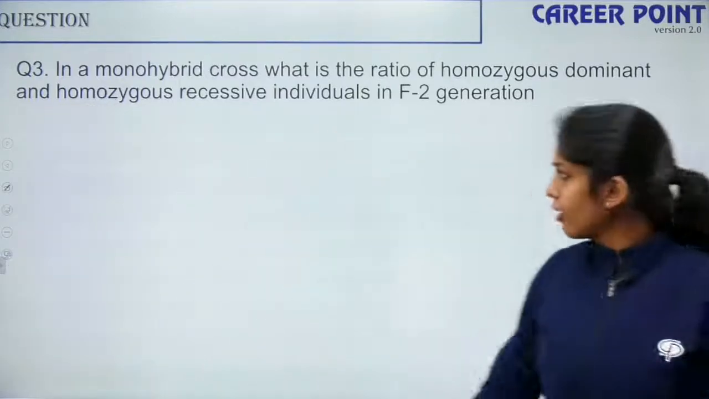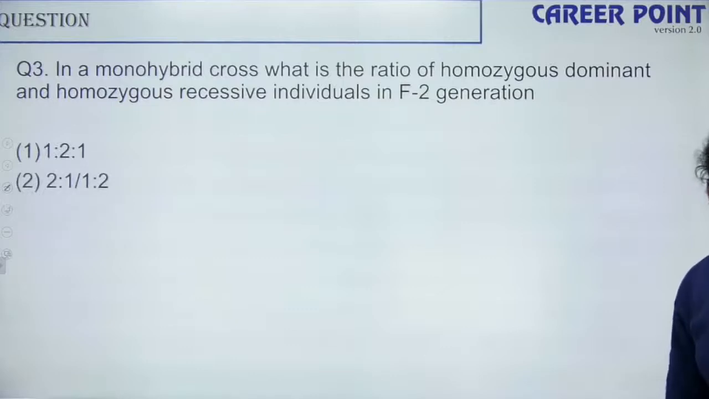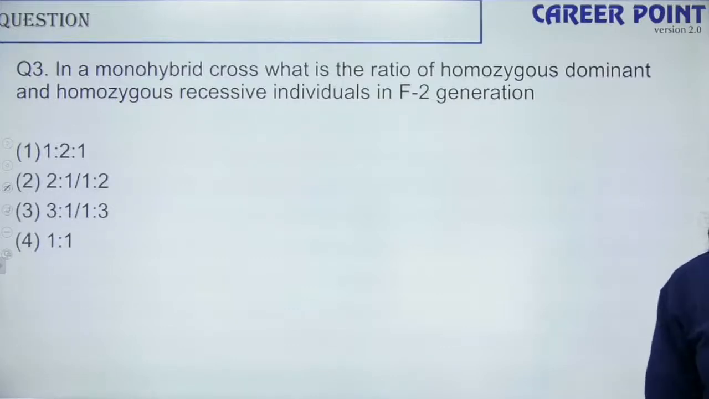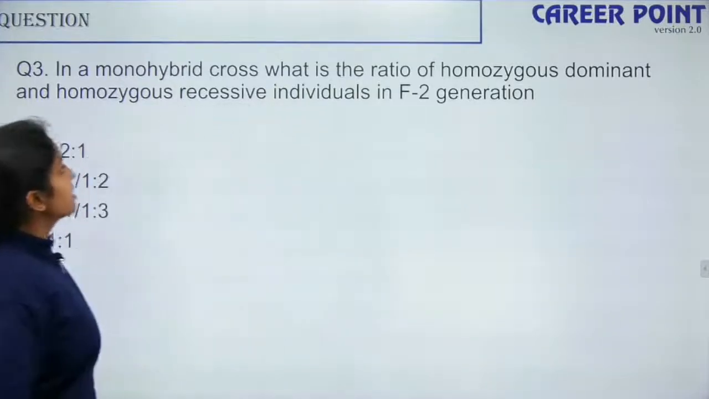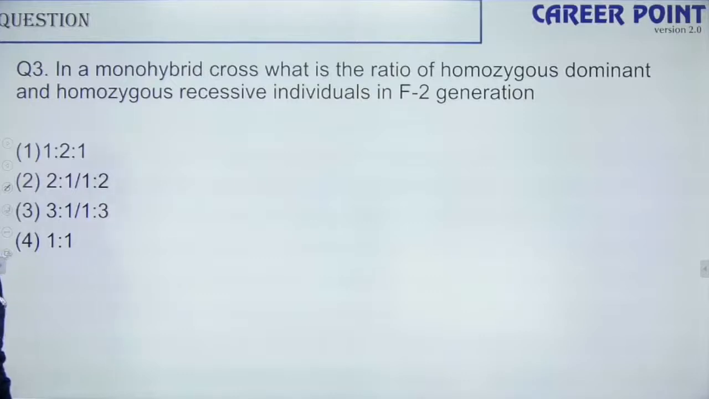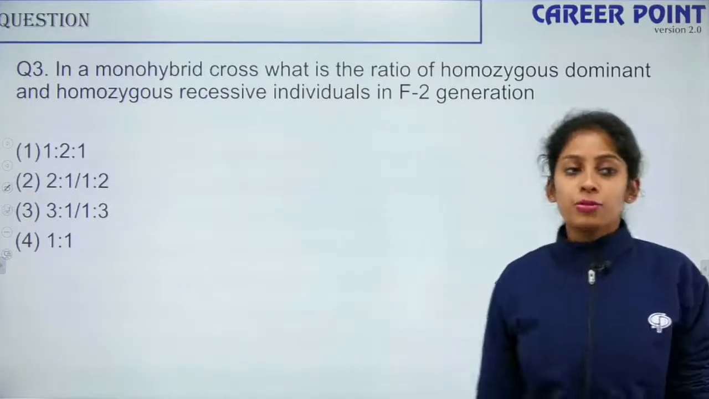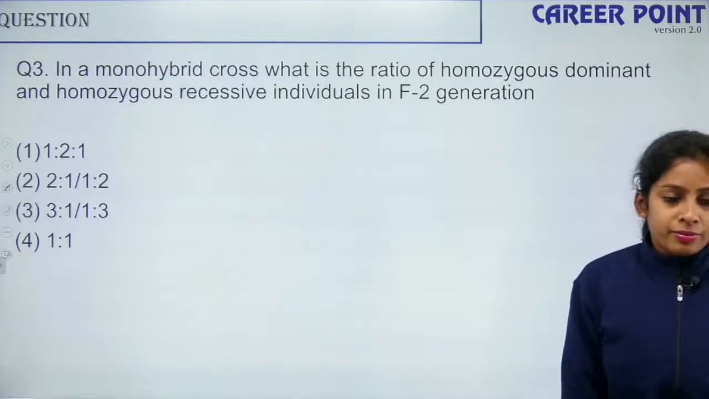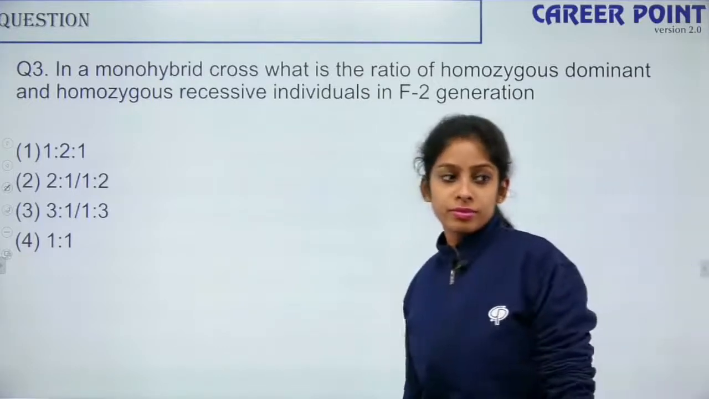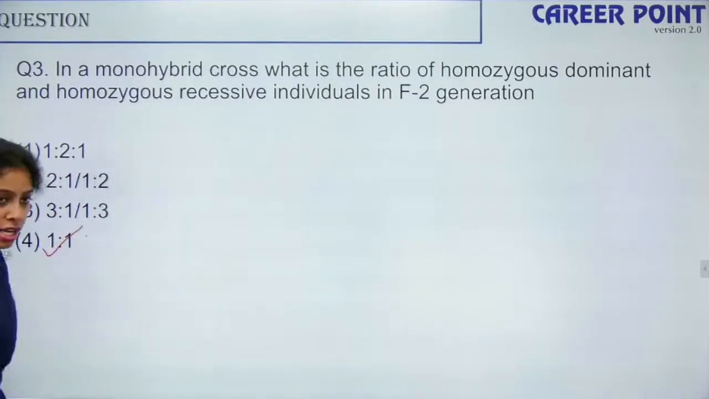Alright, yes? Fine. So in a monohybrid cross, what is the ratio of homozygous dominant and homozygous recessive individuals in the F2 generation? Yes, quick, can you give me the answer? So which option given here is right? Come on, quick. Option 4, yes, absolutely right. So very good. But how did you get it?